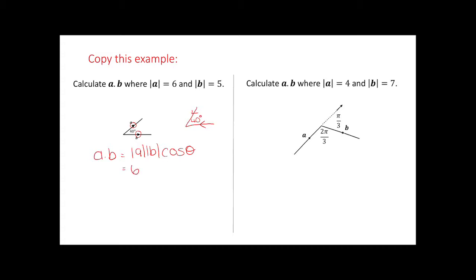So the magnitude of A, we're told, is 6, times the magnitude of B, which is 5, times cos of your angle, so cos 40. Stick that in your calculator and you get 22.98.